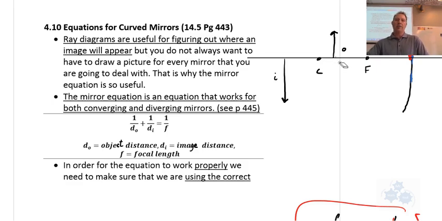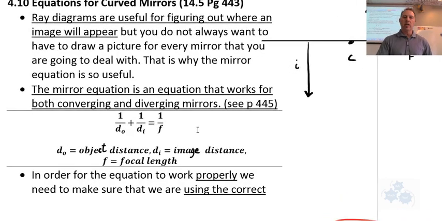And you don't always want to have to get your ruler out to measure things. And so there is a predictable mathematical way to look at this. It's called the mirror equation, and here's the mirror equation right down here. It's 1 over the distance of the object, so that's the reciprocal of the distance of the object, plus 1 over the distance of the image will always equal 1 over the focal length.